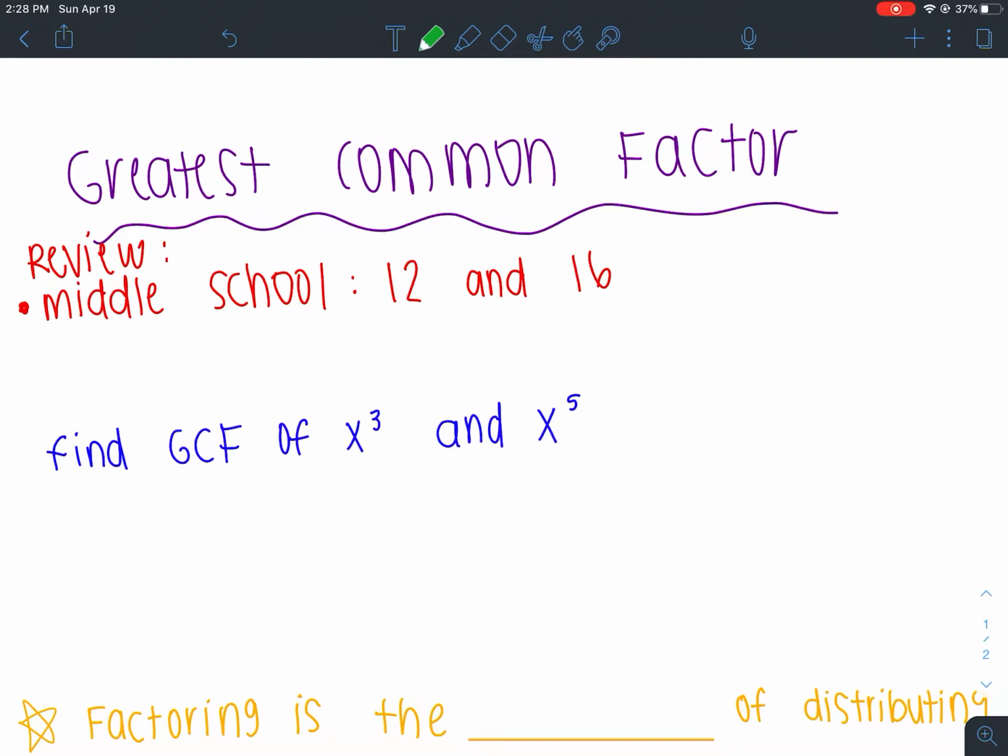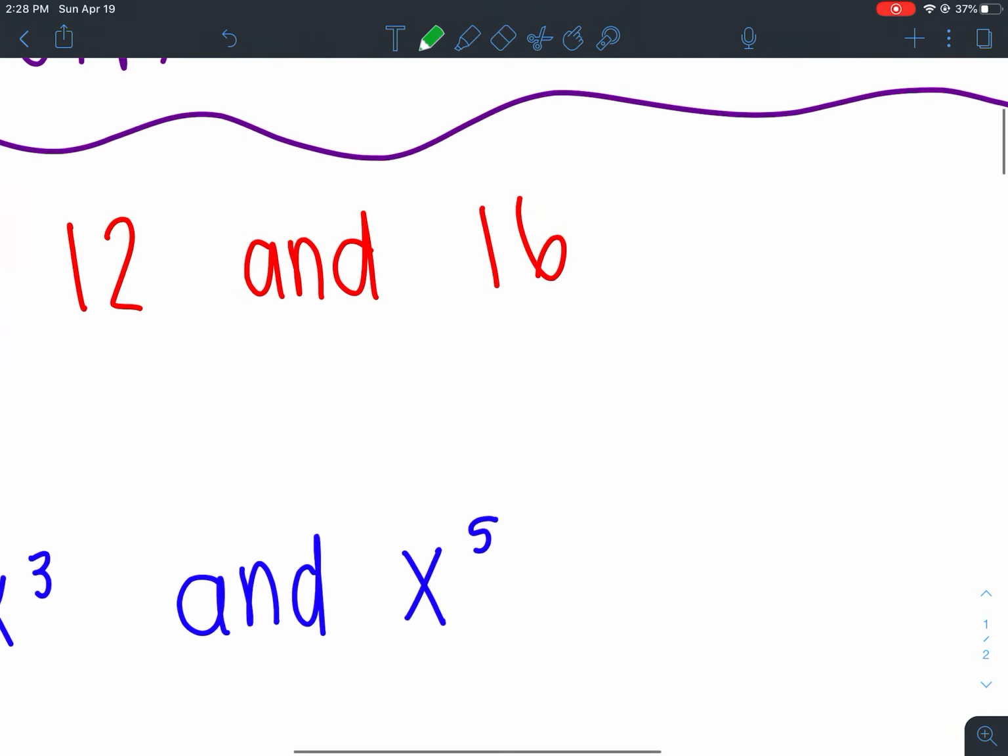Hey guys, this video is going to go over factoring out a GCF, also known as a greatest common factor. Now, you've probably heard of GCF before from middle school. In middle school, you would be asked, hey, find the GCF between 12 and 16. So I'm basically trying to find the biggest number that goes into both 12 and 16.